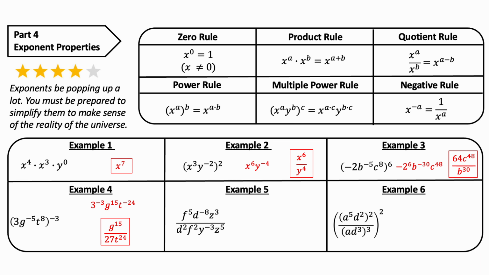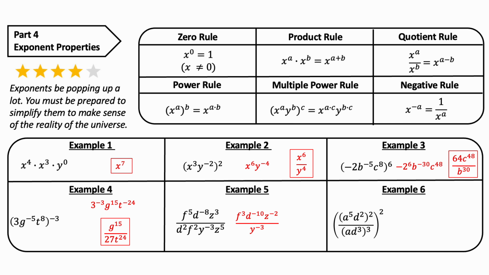Next, in example 5, we have lots of exponents here, and now we're going to follow our quotient rule, which is when we have exponents that are being divided by each other, we can just subtract those exponents when they have the same base. So starting with my f to the 5 in the numerator and the f to the 2 in the denominator, we can cancel out some of the exponents and be left with f to the 3. The d to the negative 8 minus 2 would be d to the negative 10. The z to the 3 minus 5 will become z to the negative 2, and then nothing cancels or mixes with that y to the negative 3 that we had in the denominator.